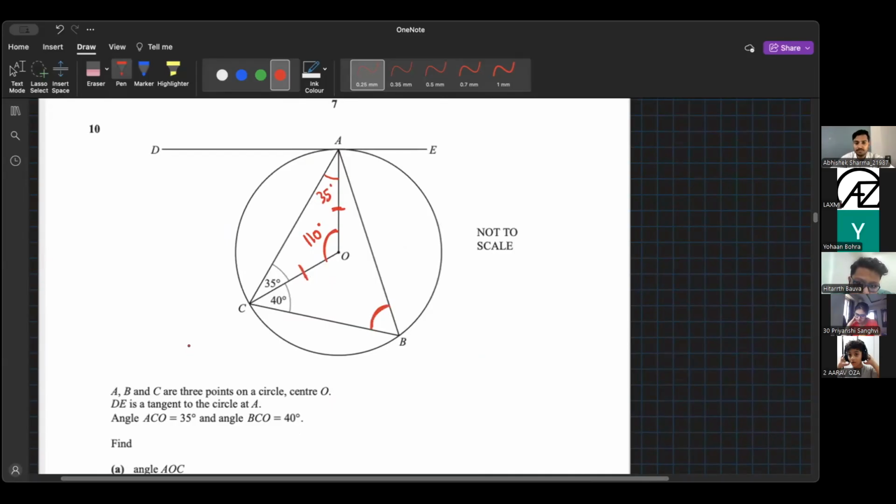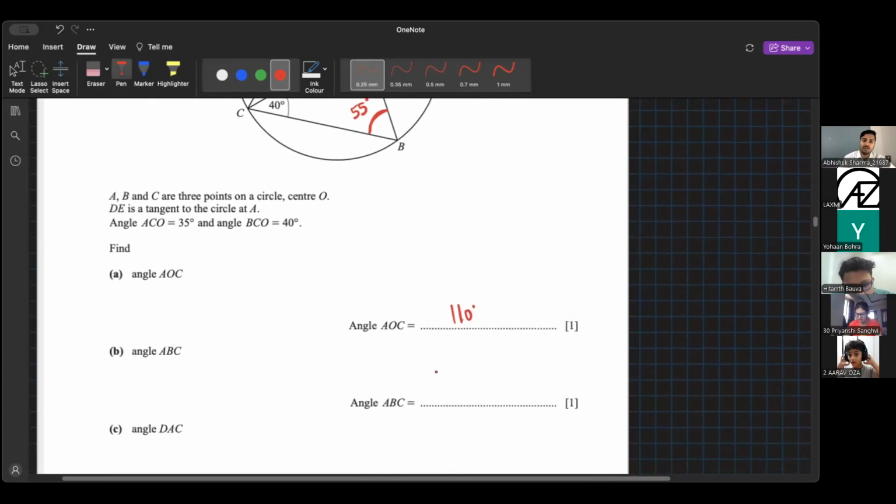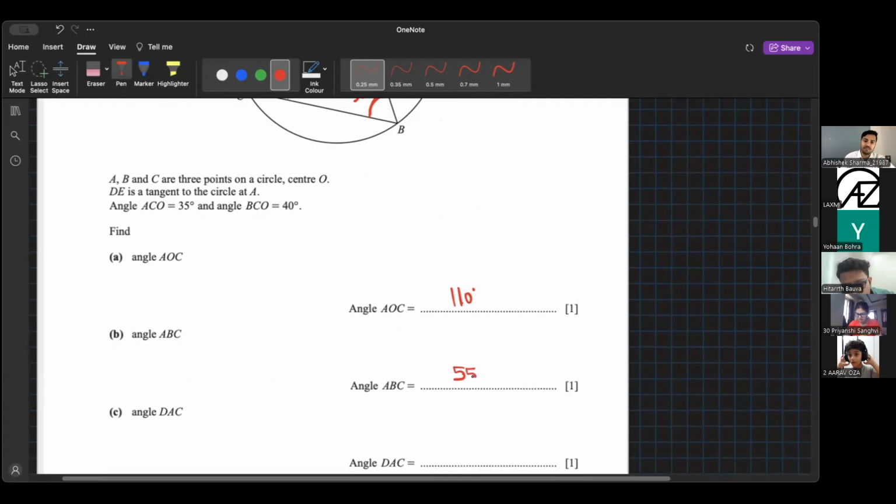55. How 55? Angles in the center are both on the same arc. The angle at the center is twice the angle at the circumference. So at the center it is twice, so at the circumference it will be half. That's how it is. 55 degrees.